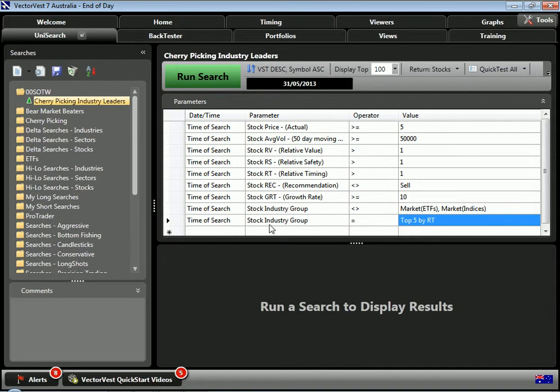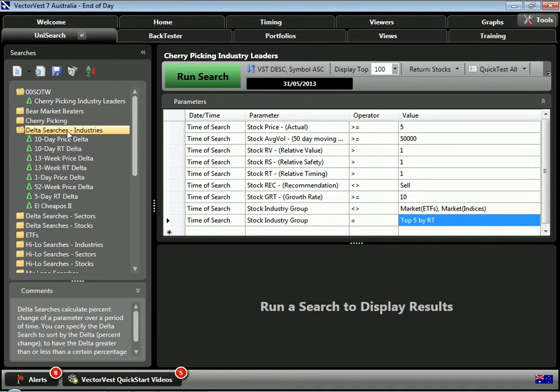But let's take a moment to think about some other ways we can look for leading industry groups. And you can pick up some clues in the Unisearch tool just by looking at the search groups that include industries and sectors. So when we look at delta searches for industries, a delta is a magnitude of change, if you will, of any indicator. So here we're saying let's look for industries that have had the biggest 10-day upward price change. Or let's look at the industries that have had the biggest upward change in RT over the past 10 days.